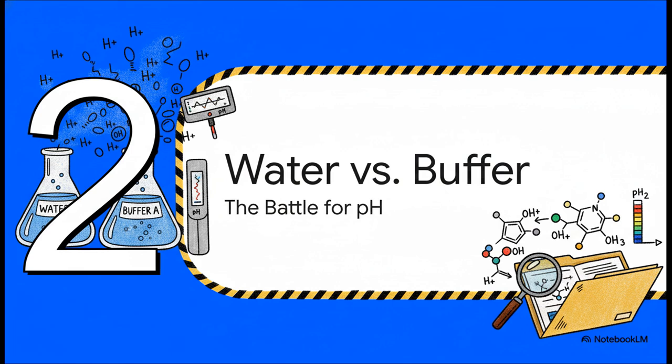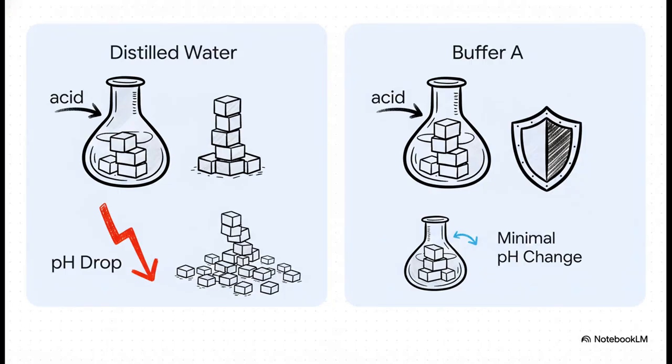Okay, now that we know the buffer's secret weapon, let's go back to the evidence in our case file. It's time to compare the crime scene in that beaker of water with what happened in buffer A. Let's see that secret formula in action. And wow, this just perfectly shows you the power of a buffer. Over on the left, you see the water. It had absolutely no defense system. Its pH went from a neutral 7 all the way down to a superacidic 1.3. That is a catastrophic change.